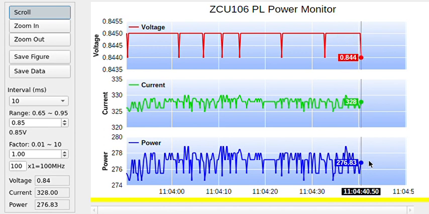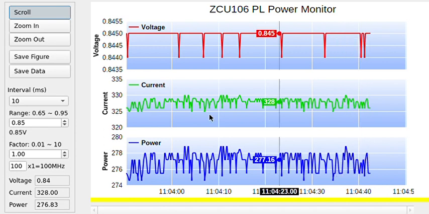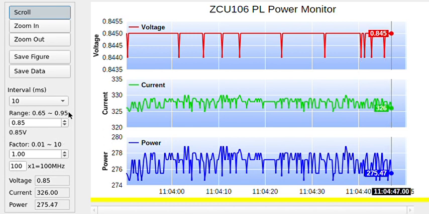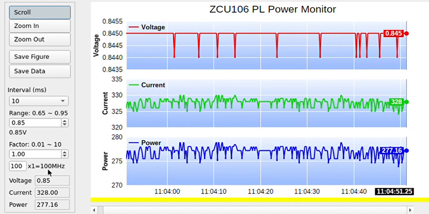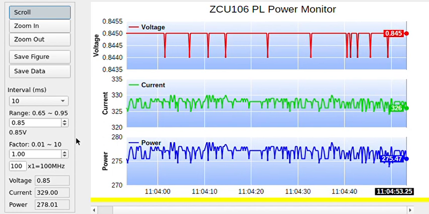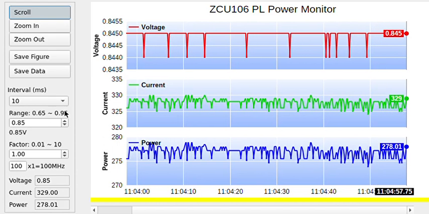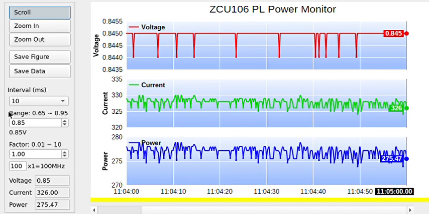the FPGA on the board, and at the same time you can scale the voltage of the FPGA and also the frequency of the FPGA. So, for example, here at the moment the FPGA is working at the nominal frequency and voltage.